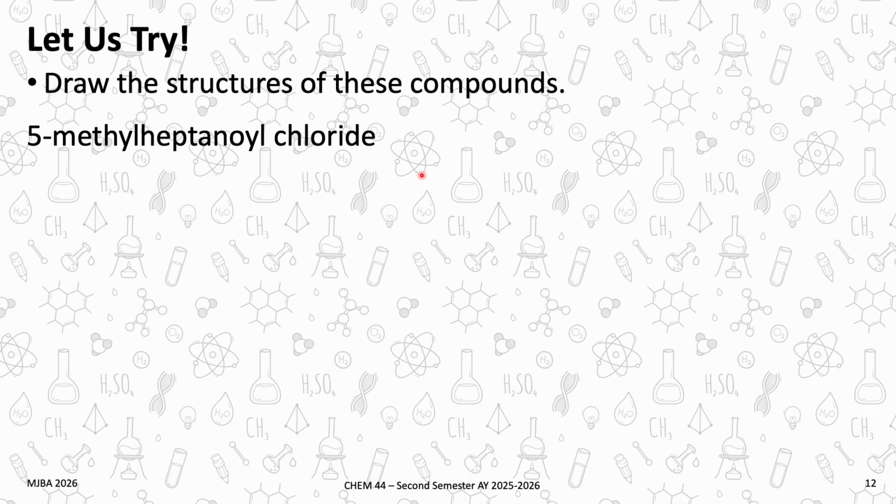So the acid derivative that is named here is an acid chloride. So we see here that it has 7 carbons in the chain, including the acyl group C double bond O. And then on the 5th position, we have the methyl group. The acyl group is position carbon 1. So this is what we have here.